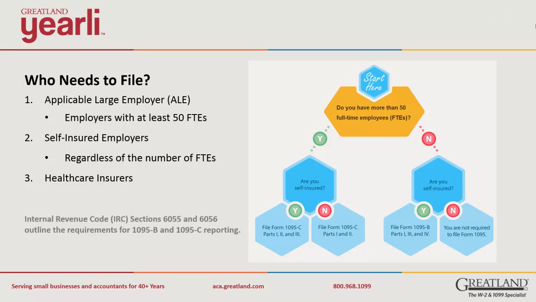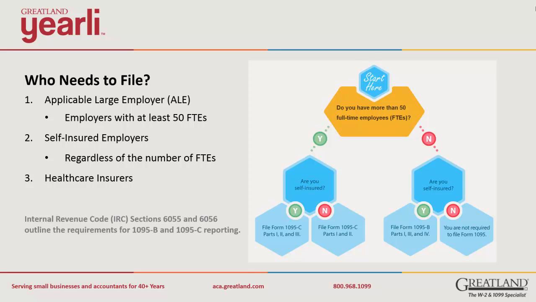If you are an employer, there are two primary questions you need to ask to determine your filing requirements. The first question is, do I have more than 50 full-time equivalent employees? The second question is, am I self-insured? If the answer to both of these questions is yes, then you are required to file Form 1095C, Parts 1, 2, and 3. If you have more than 50 full-time equivalent employees, but you are not self-insured, then you file Form 1095C, filling out Parts 1 and 2 only.